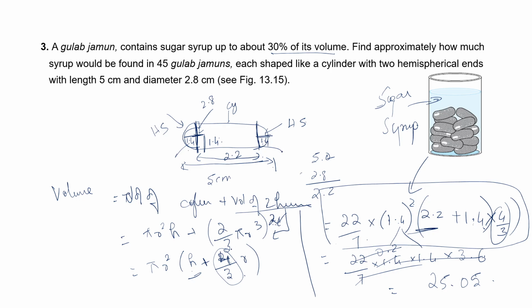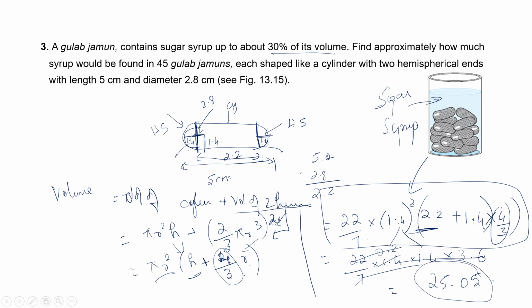One hemisphere is 2 by 3 pi r cube. So multiplying by 2, you will get 4 by 3 pi r cube. So if you take pi r square common outside, the remaining will be h, and then this 4 by 3 r. Substitute the corresponding values over here as I have substituted, and then calculate the value. It's coming to 25.05. Up to this it's clear?